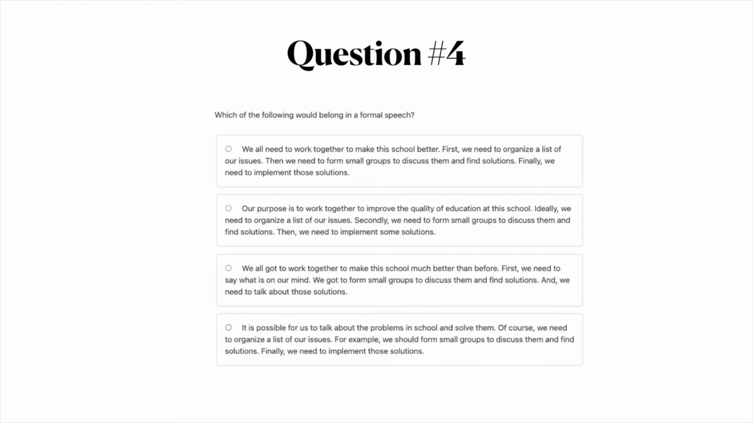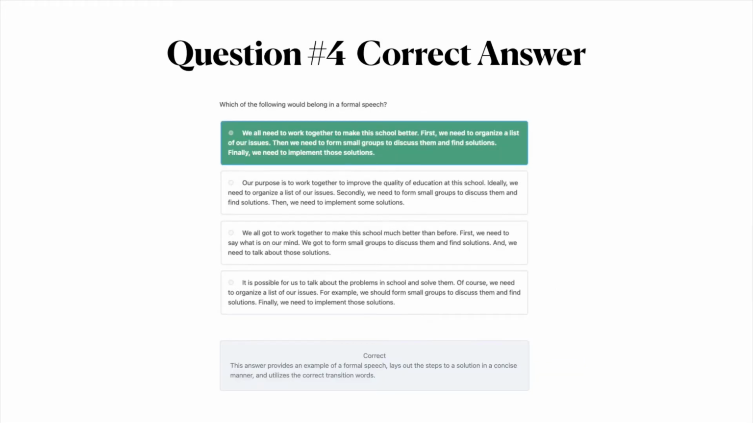The correct answer for question number 4 is A. We all need to work together to make this school better. First, we need to organize a list of our issues. Then we need to form small groups to discuss them and find solutions. Finally, we need to implement those solutions. This answer provides an example of a formal speech. It lays out the steps to a solution in a concise manner and utilizes the correct transition words.